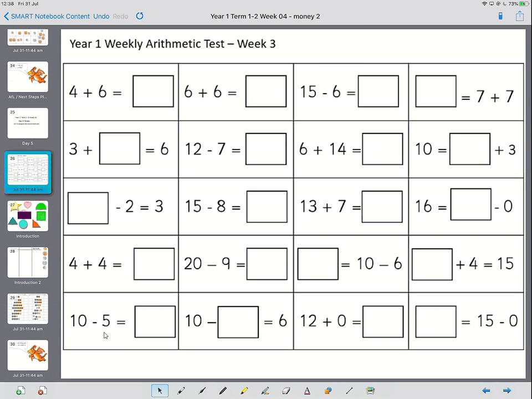So, when you're ready, start the video again, but in the meantime, grown-ups, pause the video while your child has a go at as much as possible of these. And again, as usual, spend maybe about 10 minutes on it. No more than that. Okay.